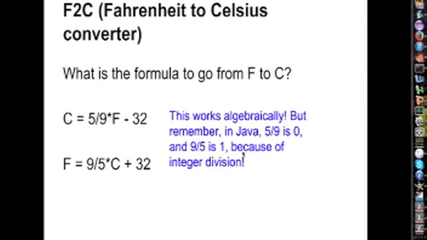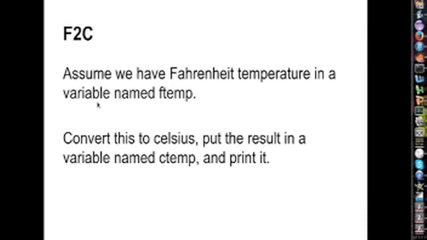Now, of course, remember, these are algebraic. Remember, 5 divided by 9 in Java is, of course, 0, and 9 divided by 5 is 1. So we're actually going to need to do some work to get the values that we're looking for converted into doubles properly. So here's the assumption.